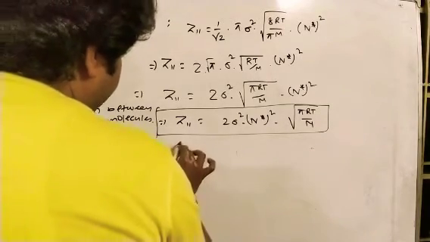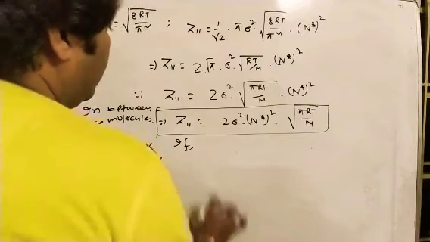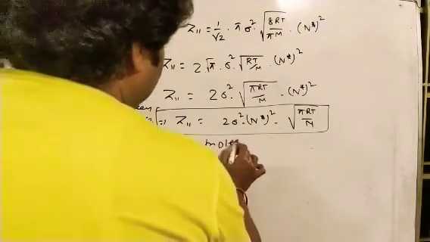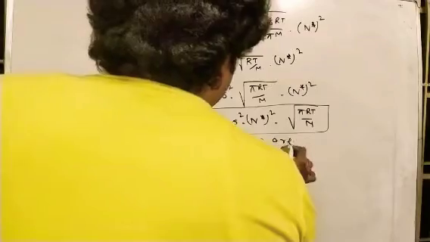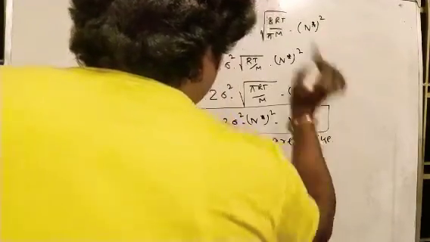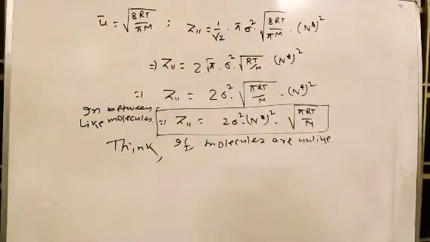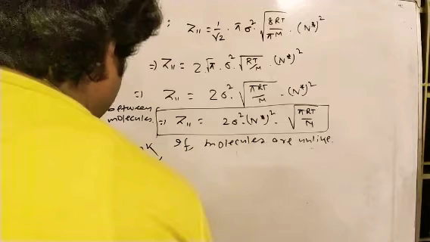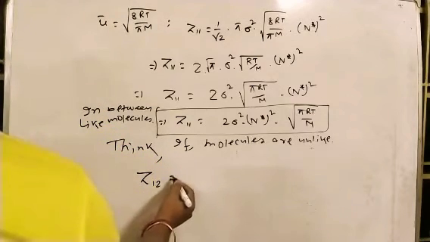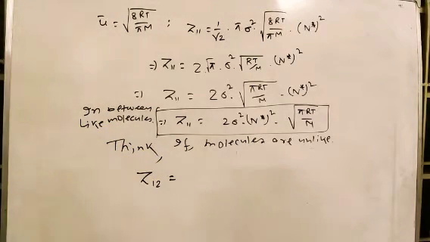Think, if the molecules are unlike, then what? Think, if the molecules are unlike, then what? So in that case we use the formula. It is Z12 now. This is important, and this type of numericals are actually very intricate numericals.